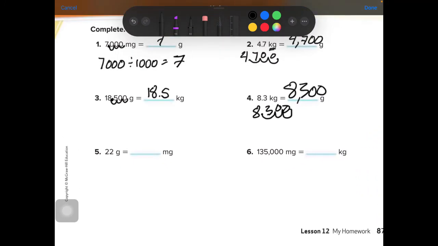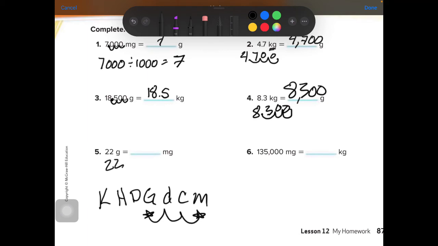Do my little King Henry down here. Grumpily. So we have 22 grams to milligrams. So we're going to go right 1, 2, 3. 22. 1, 2, 3, add placeholder zeros. So our answer is going to be 22,000.